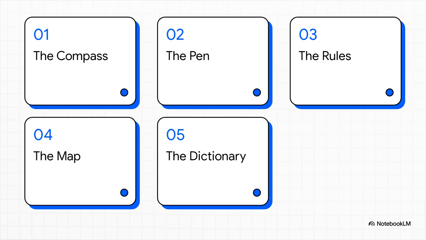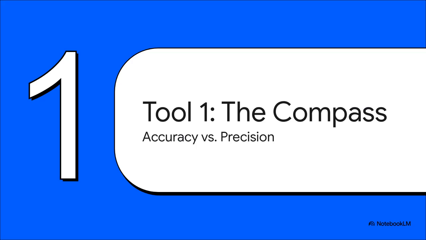Okay, here's our quick roadmap for today. We'll start with Tool 1, the compass, accuracy versus precision. Then, Tool 2, the pen, the language of uncertainty. Next up is Tool 3, the rules, significant figures. After that, Tool 4, the map, dimensional analysis. And we'll wrap it all up with Tool 5, the dictionary, our critical vocabulary box. Let's start right in with Tool number 1, the compass, accuracy versus precision.